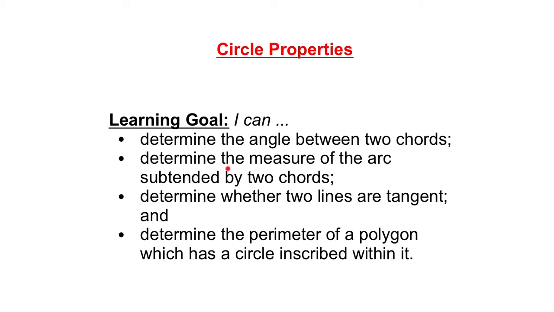You should be able to determine the measure of the arc subtended by two chords, or the arc length. We'll talk about what that is. Determine whether two lines are tangent. So we'll talk about what a tangent is. And then also determine the perimeter of a polygon which has a circle inscribed within it. More on that in a few minutes.